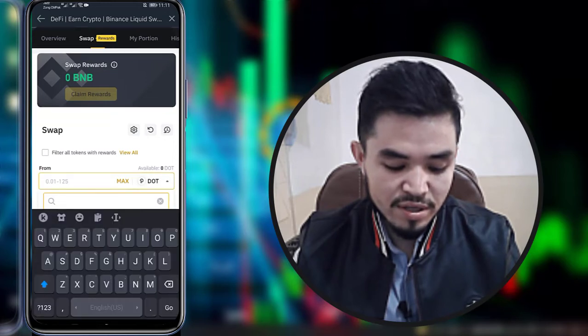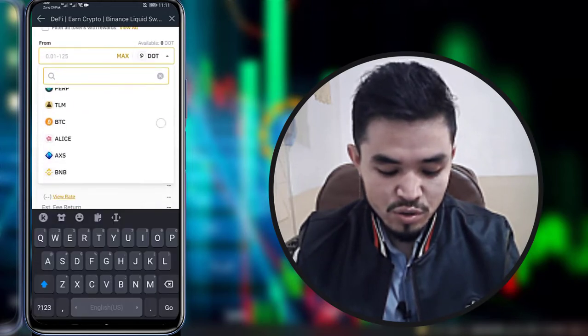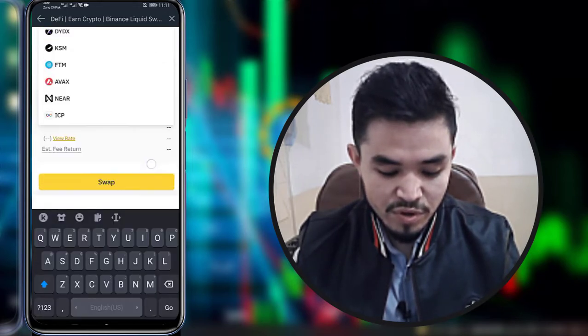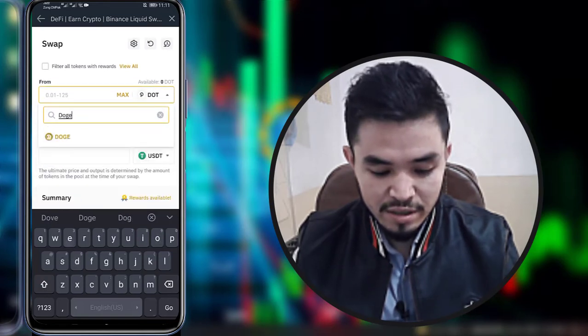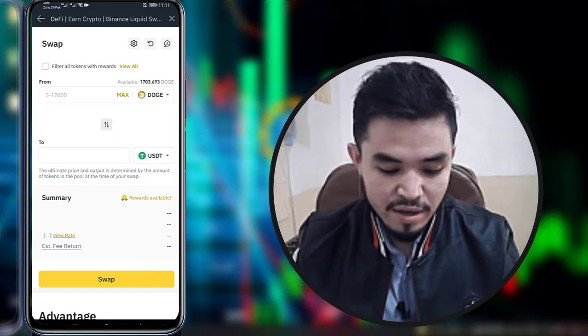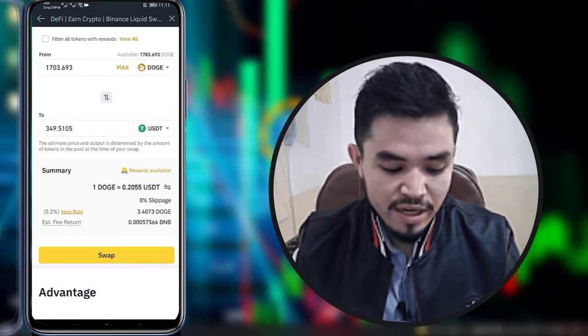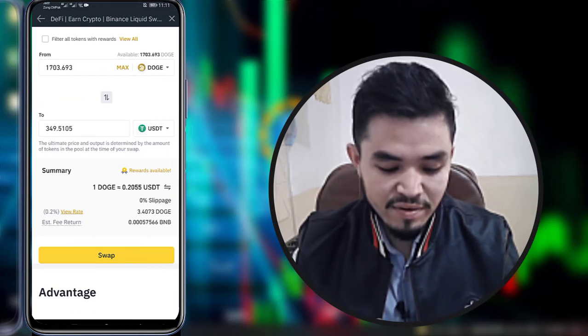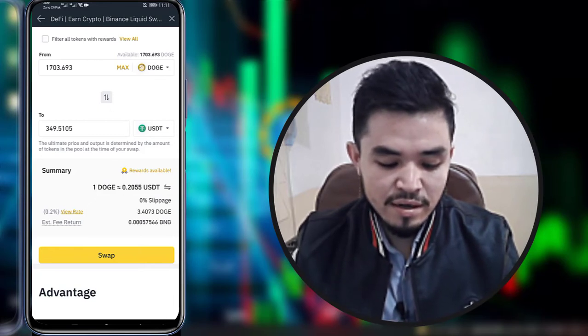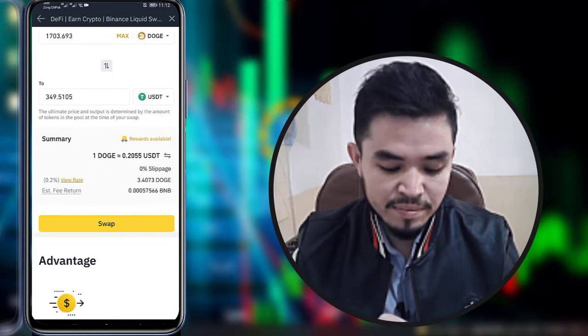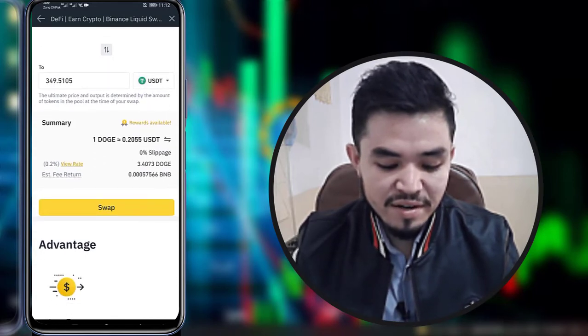Click on this. You can see there are the tokens that you can farm on Binance swap farming. Here I will type Dogecoin. Click on the max option. According to today's price, I have 703 Dogecoin in my wallet. It will be $349. You can see the rewards available.